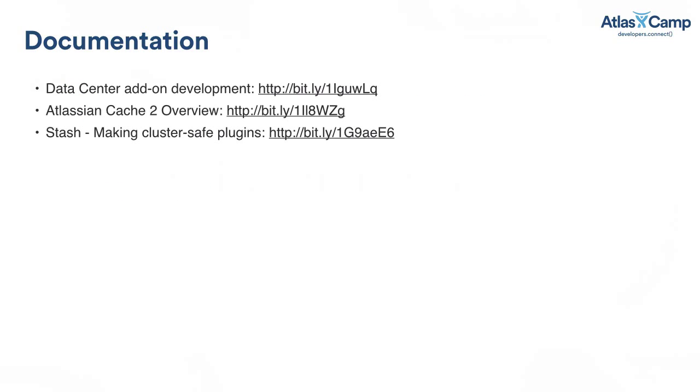And that's it. You can find information about how to create the data center add-ons on developer.atlassian.com. There are some bit.ly links here. But if you just go to developer.atlassian.com, you'll find that information as well. Those documents also contain information on how you set up a test server using AMPS and how you can test your plugin in a cluster, in a test cluster. Then there's an Atlassian Cache 2 overview, which is quite good and quite useful. It's in the Confluence space in developer.atlassian.com. And then in Stash, we also have tailored guidelines for making your Stash application or your Stash plugin data center aware.